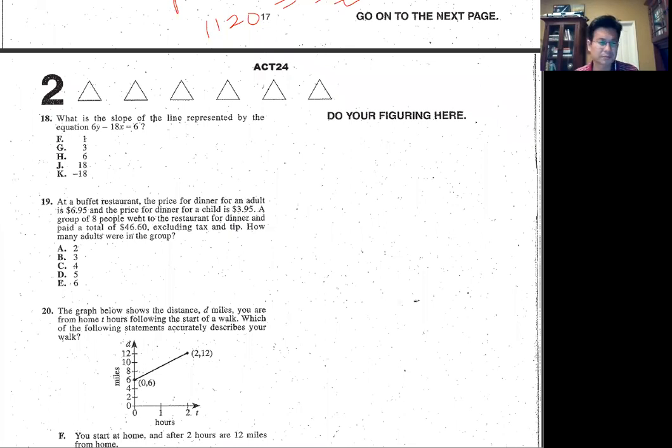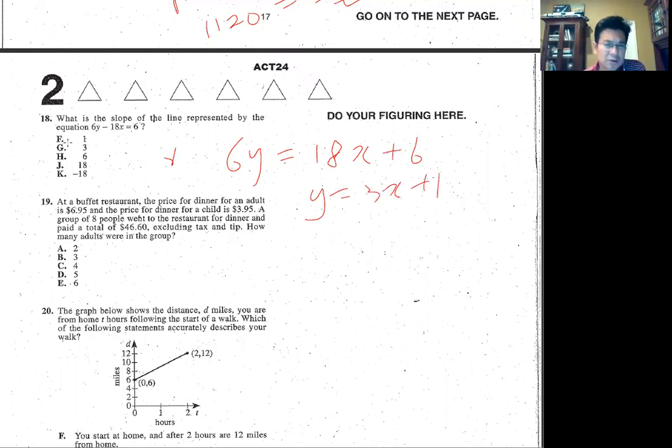Problem 18: what is the slope of this one? You can just rewrite it. 6y equals 18x plus 6. Divided by 6, y equals 3x plus 1. So the slope is 3. And then the next one, 19.